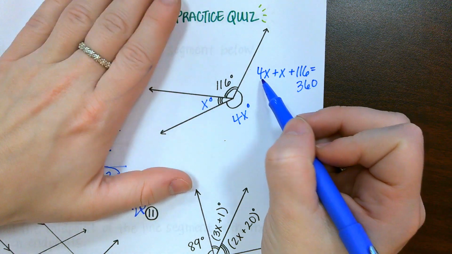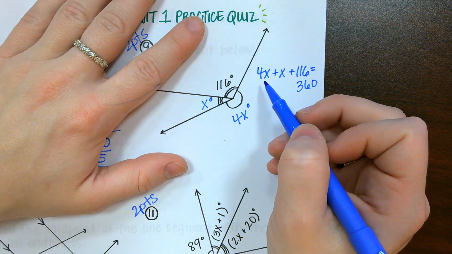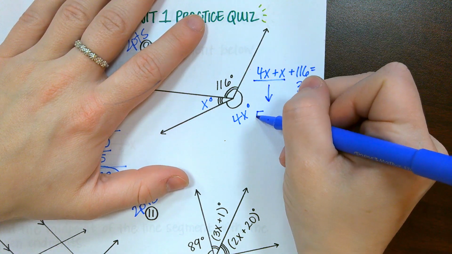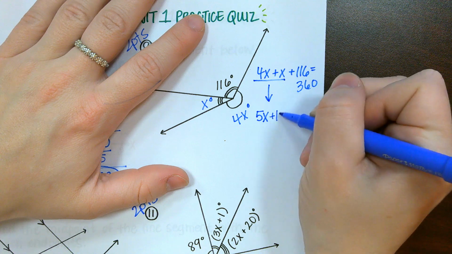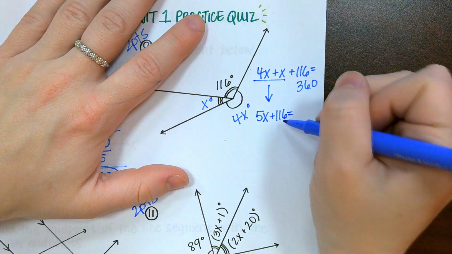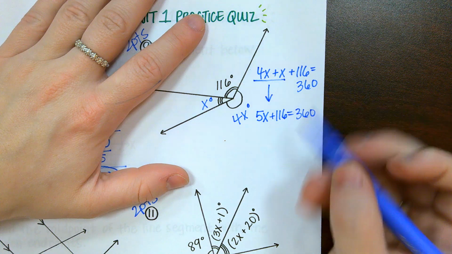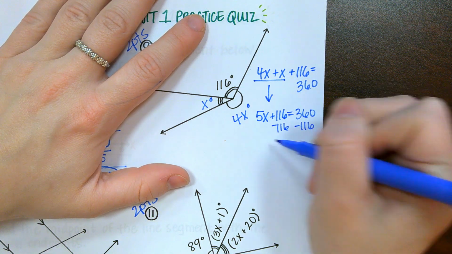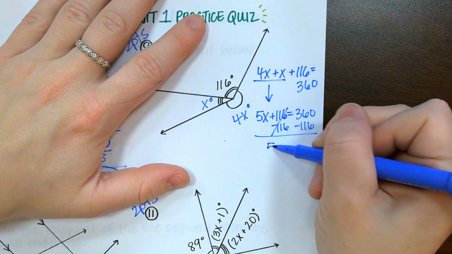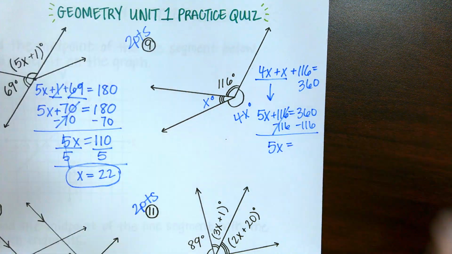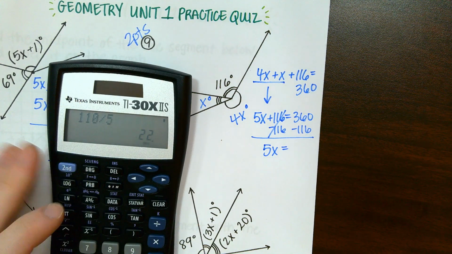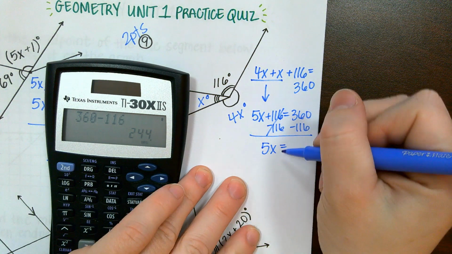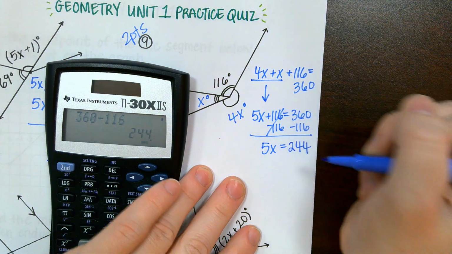So first, let's see if we've got like terms to combine. And in this case, we do. 4x and x. And when I add those together, I get 5x plus 116 equals 360. Now subtract 116. 5x equals... let's try this on the calculator. 360 minus 116 is 244.